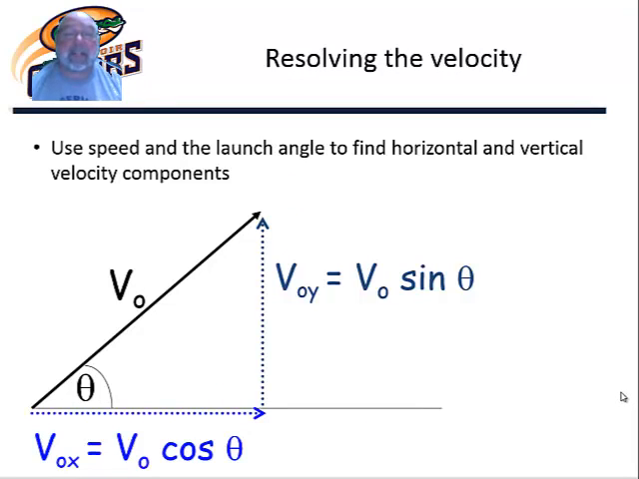If we have a velocity vector, v0, that makes an angle with the horizontal of theta, the initial velocity in the y direction can be found by resolving the component v0 sine theta. And similarly for the initial x component, we resolve it by v0 cosine theta. v0 is the magnitude of the initial velocity vector.